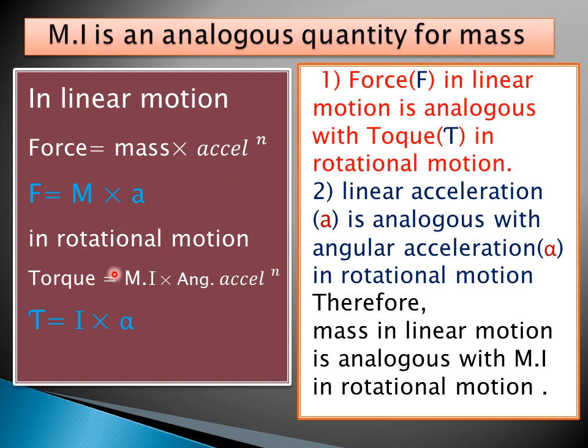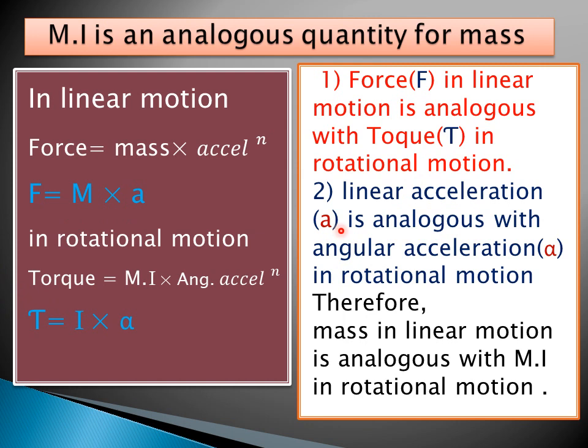So in rotational motion, torque is equal to moment of inertia into angular acceleration. That is, torque T equals I into alpha. T represents torque, I represents moment of inertia, and alpha represents angular acceleration. So see here, force F in linear motion is analogous with torque T in rotational motion. Force F is analogous with torque T.